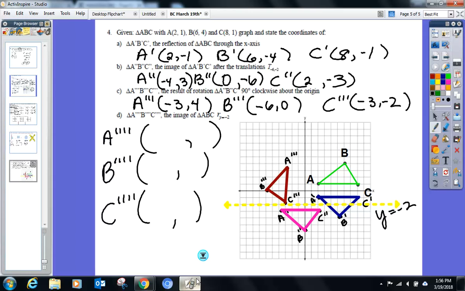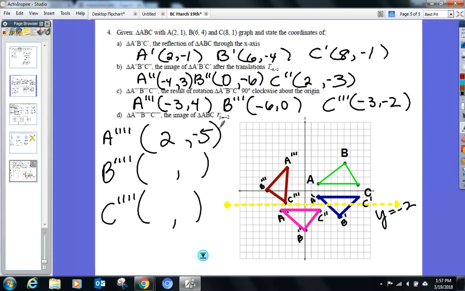Just hold on right there. Everyone, if anybody got -3 for their y coordinate, that's probably because you started counting from the line y equals -2 instead of from the x-axis. So just heads up there. All right, Maeve.